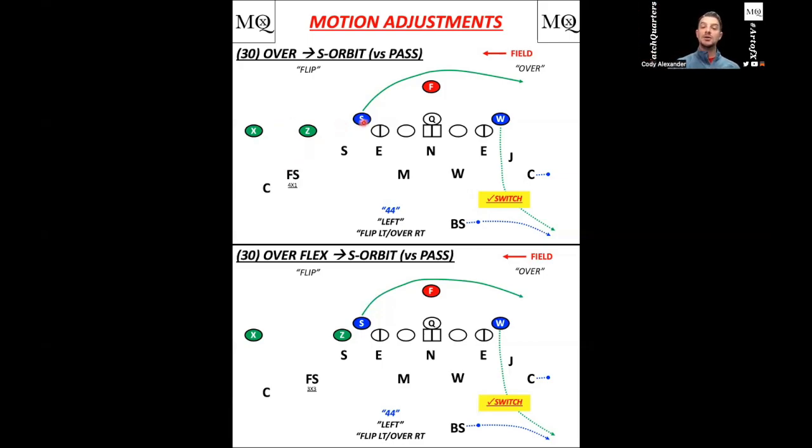I'm looking at the slot, and the boundary safety is now going to stack that guard, not crossing the A gap. The moment that we get motion, that free safety is not changing, because if the moment that you start bringing that guy back, they're just going to run a screen out there. Okay, remember, we're in the age of the spread.